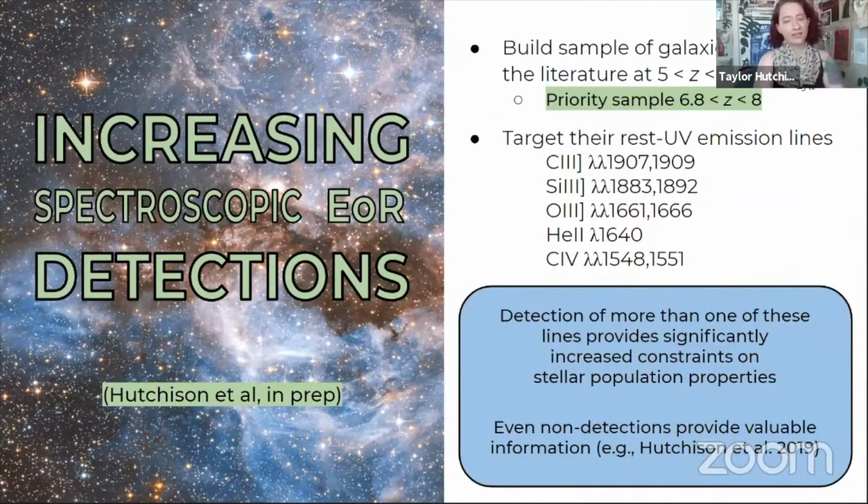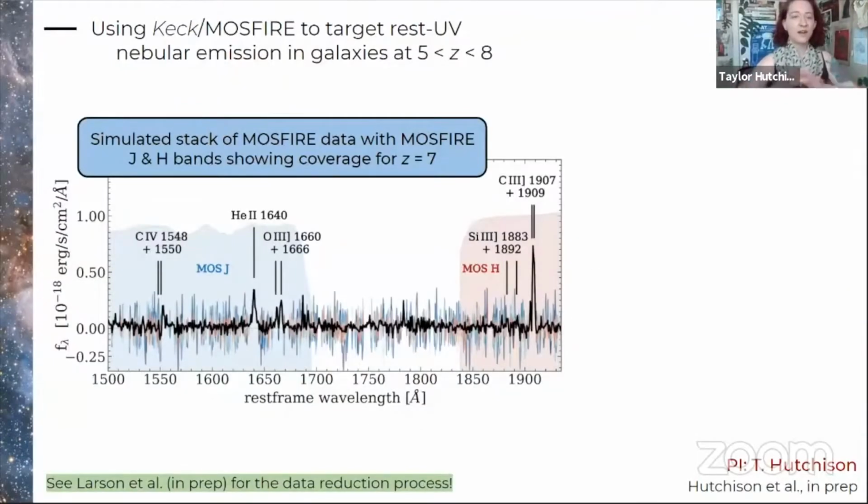As a note, detections of more than one of these lines in a particular galaxy would significantly increase constraints on your stellar population properties. And actually, even non-detections can provide really valuable information. If you're curious about what that means, you can check out my 2019 paper where we had an upper limit of silicon-free.